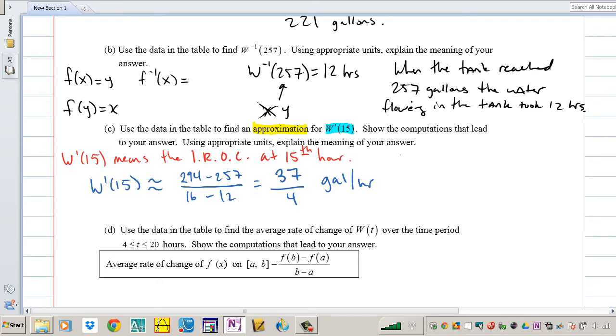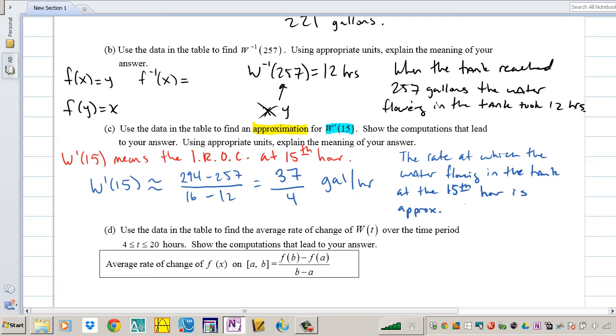And then it says, using appropriate units, explain the meaning of your answer. We can say the rate at which the water flowing in the tank at the 15th hour is, and then you can even add in there approximately, 37 over 4 gallons per hour.